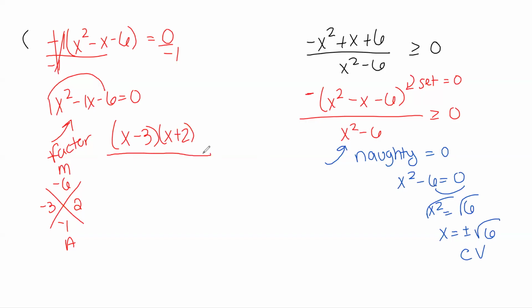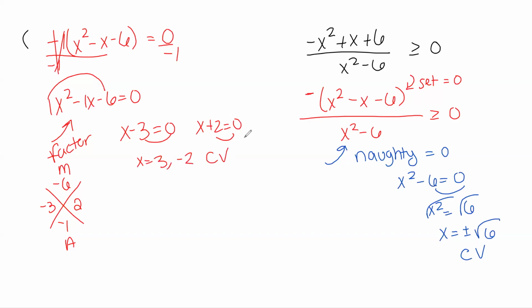Actually, no, just go ahead, set them equal to 0. Sorry, so that's x minus 3 set to 0, x plus 2 set to 0, move over, move over. So x is 3 and negative 2 are our other critical values.